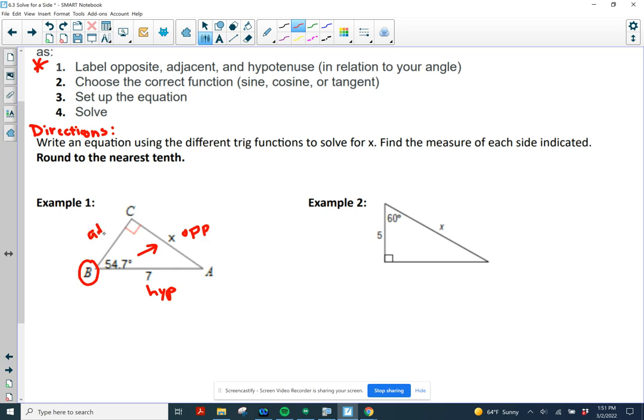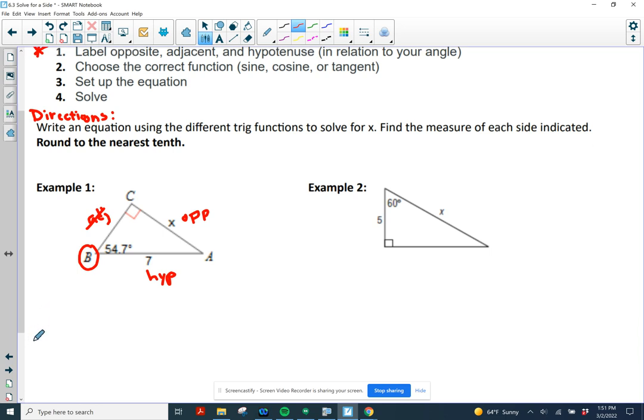Over here would then be the adjacent leg, but you know what? I don't care. I don't need that one. So that's the one that I'm not going to use. I want to work with the x and the 7, the 2 that are labeled. So which trig function? So choose the correct trig function.